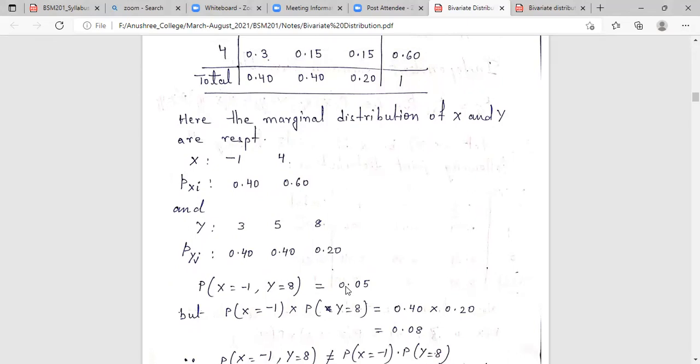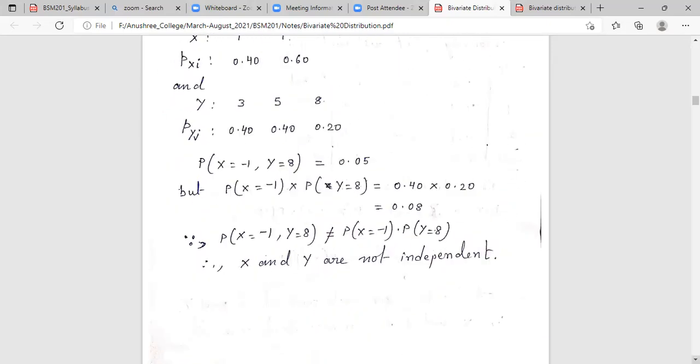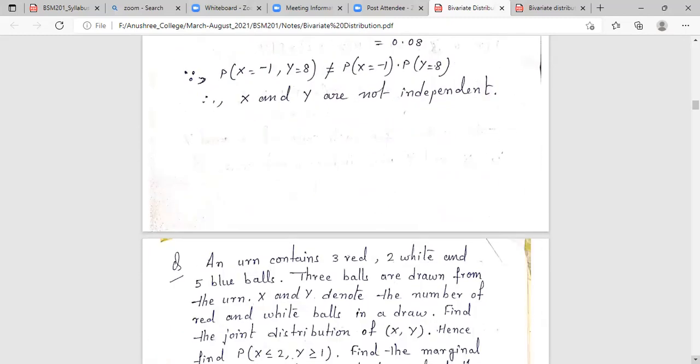We can see that its value is 0.05 from the table. But if I take P(X = -1) into P(Y = 8), then the product gives us 0.08, which is not equal to the probability X = -1 and Y = 8 at 0.05. So we can conclude from here that the pair of random variables in this bivariate data are not independent, right? So in this way, we can obtain the marginal distributions. We can discuss the independence of the random variables given in the bivariate data.